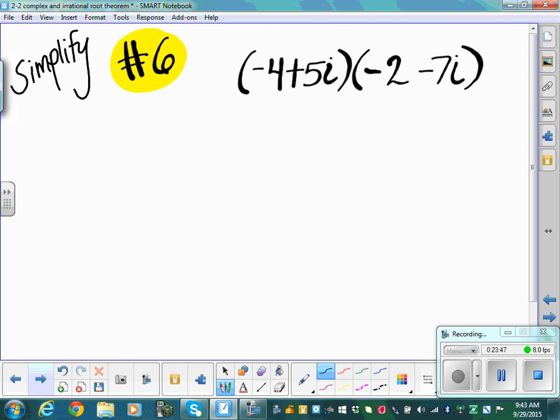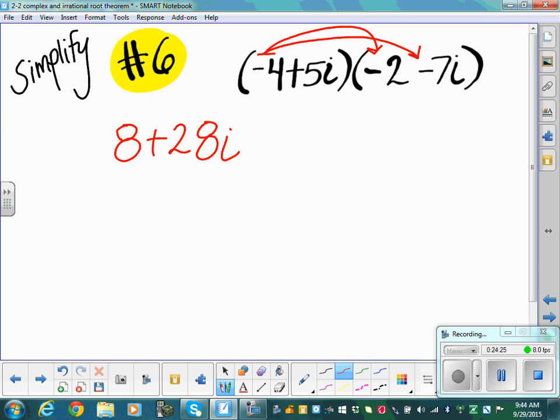Okay, we're going to do problem number 6 together. If you want to do it on your worksheet, that's fine. We're going to go through it together. So we have negative 4 plus 5i times negative 2 minus 7i. Once again, I'm going to start with negative 4 and distribute it through to each term over here, carefully with my sign. Negative 4 times negative 2 is 8. Negative 4 times negative 7i is positive 28i. Good.